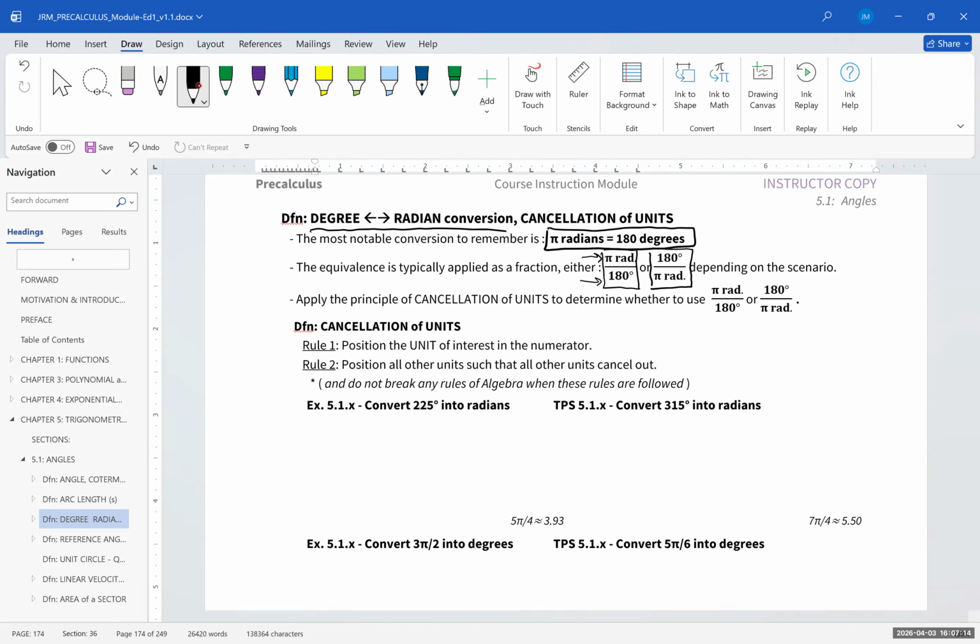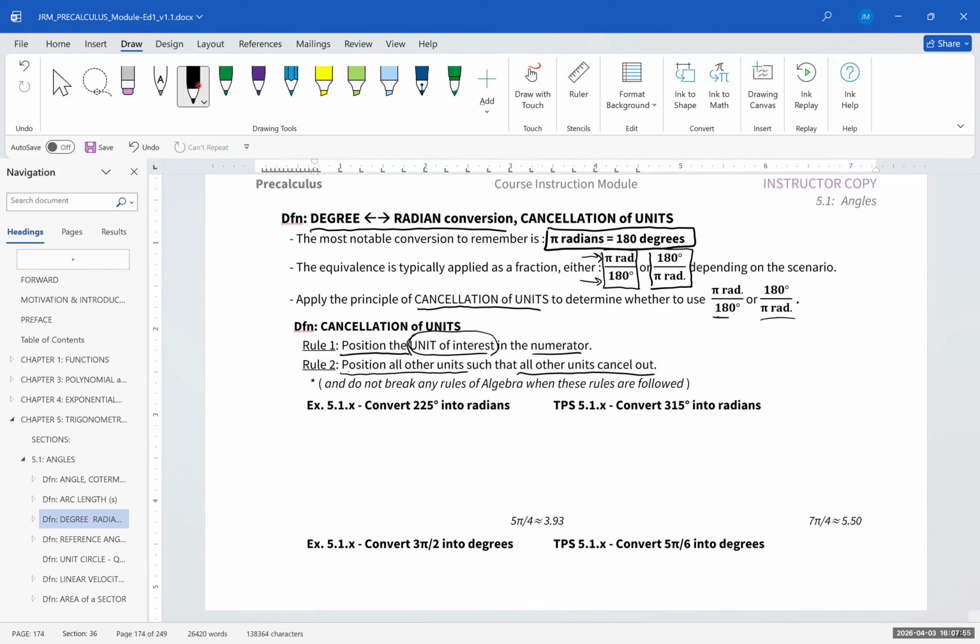Which of those two fractions you use just depends on the scenario you're in. Whether you use radians on top or radians on the bottom is going to depend on how you want the units to cancel. All right, so cancellation of units. There are two basic rules. Rule number one: position the unit of interest in the numerator. Rule number two: position all other units such that they cancel out, so the only unit left standing is your unit of interest.